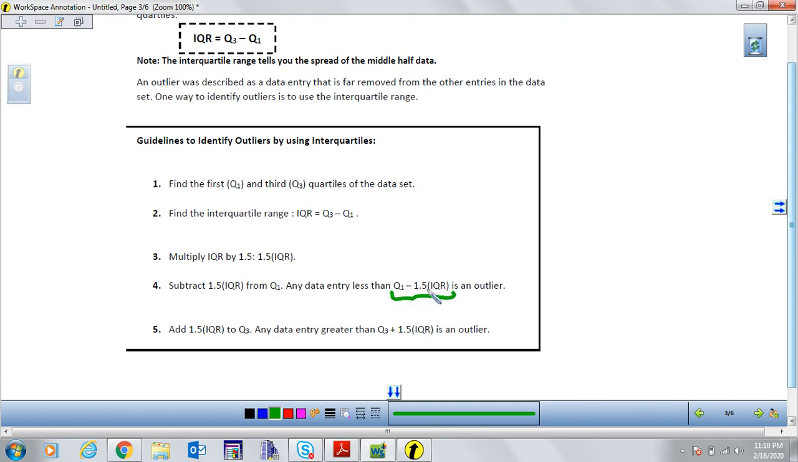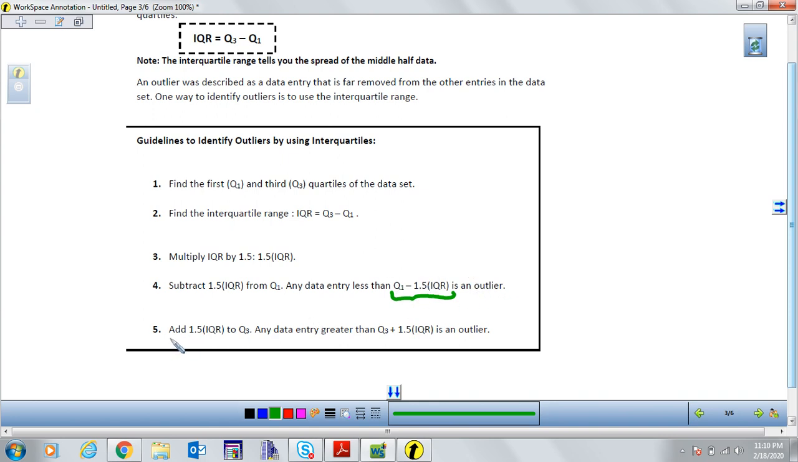Q1 minus 1.5 times IQR. This 1.5 times IQR, you had already done it in step 3. All you're doing is subtracting that answer from step 3 from the first quartile, from Q1. It says here on number 4 that any data entry that is less than the answer of this subtraction, you're going to consider it an outlier.